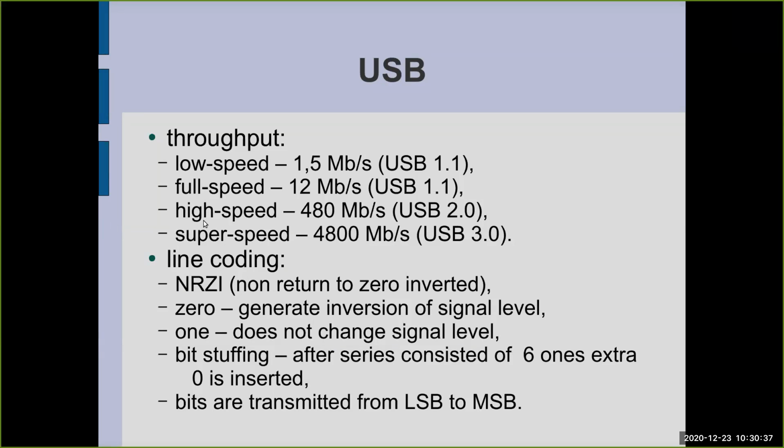So look, up to USB 2, the line coding was not a block coding like for faster interfaces, but it was simple voltage coding which utilizes NRZI, non-return to zero inverted. So it was the method which was used, but the throughput of this interface was limited because we were not able to clock this interface with higher speed.